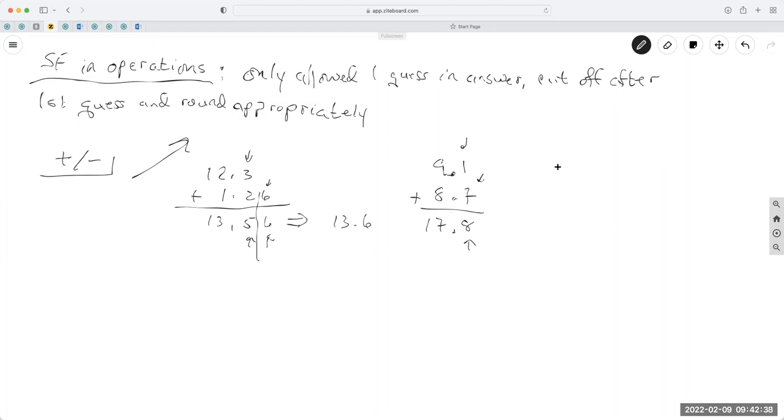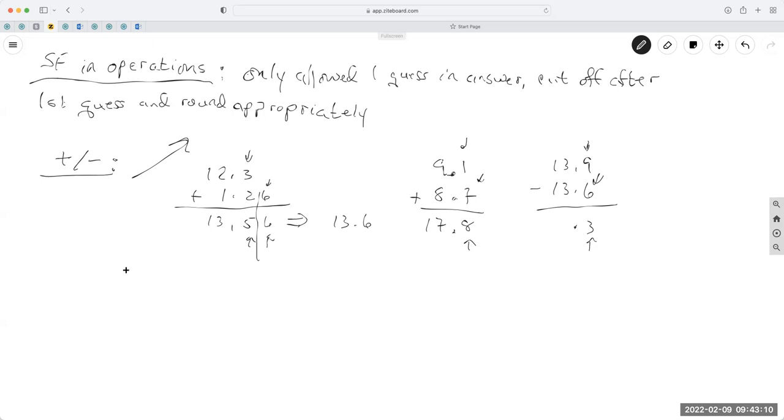And similarly, if I had 13.9 minus 13.6, each of these numbers has three sig figs. But when I do this subtraction, I have 0.3 and I'm down to one significant figure. So you want to be careful about that. When you add and subtract, the number of significant figures can change. So what you really want to do is keep track of where that guess is and then round at the end.